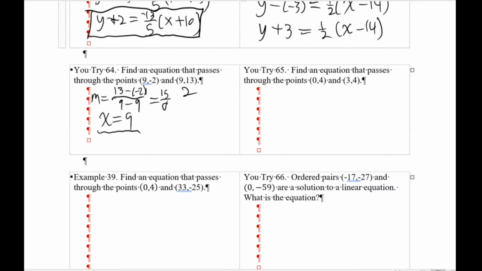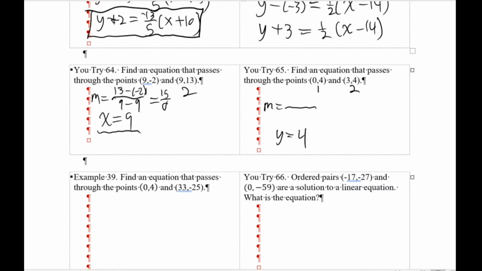You try 65. Find an equation that passes through the points 0, 4 and 3, 4. Here, I label my points from left to right. 0, 4 is point 1 and 3, 4 is point 2. But I notice that they both have the same y coordinate. So this must be an equation of the form y equals 4.